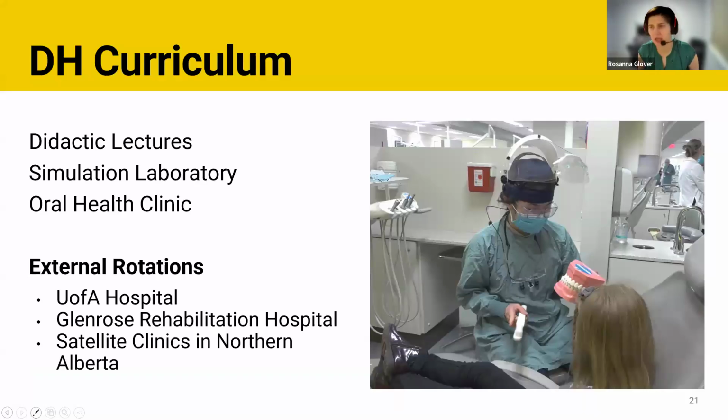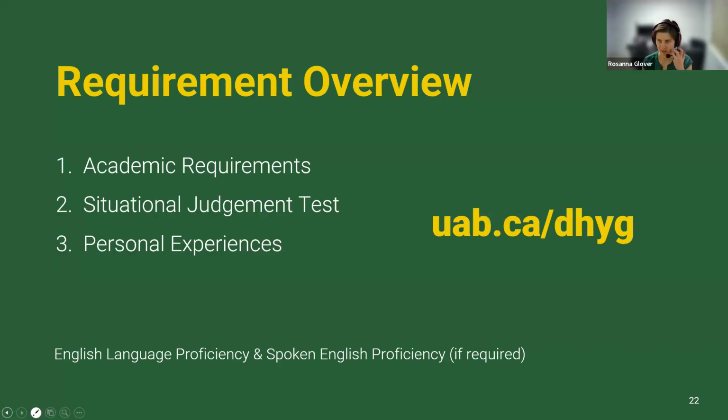So for our curriculum, very much similar. The first two-ish years are didactic lectures, simulation lab, and then later on you spend more and more time in the oral health clinic. And then you also do similar types of external rotations at the U of A hospital and whatnot. Similar requirements, except you don't have to do the dental aptitude test. If you want to learn even more about this program, you can find all kinds of stuff at this web address.